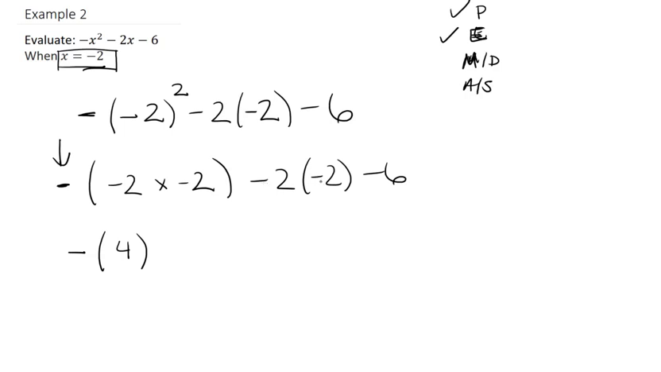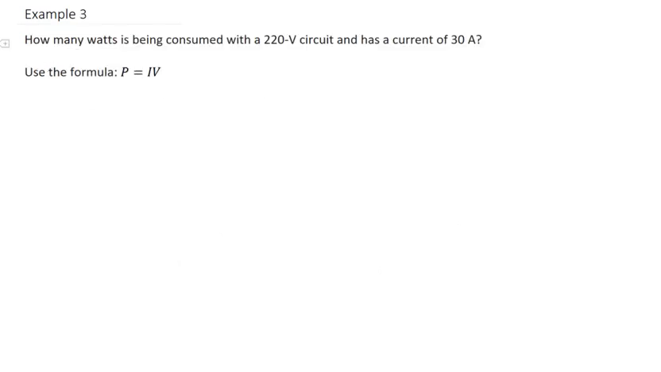And then we have minus 2 times negative 2, so that's plus 4, minus 6. Notice this minus 4 plus 4 is just 0, because 4 minus 4 is equal to 0. And then we have this minus 6. So our solution is just negative 6 for this problem. Let's look at another example.